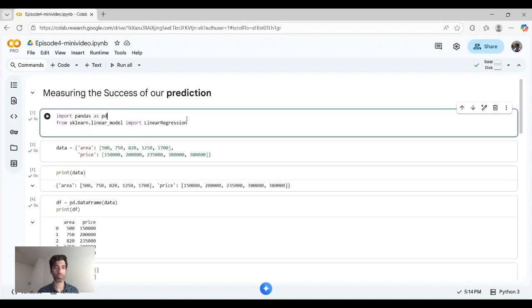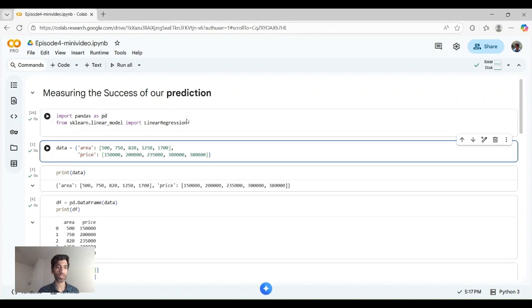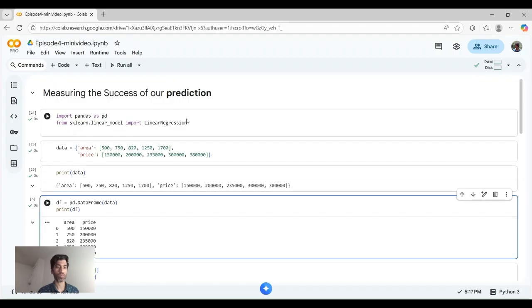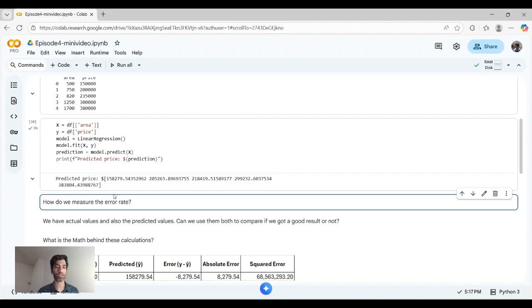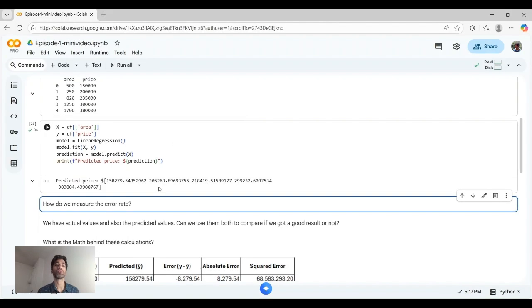So, from the previous episode, we gave a data and we converted it to a data frame and then we predicted. So here are the prediction numbers, right? But how do we know they are the right numbers or not? How do we measure the error rate? So what is an error rate? It is the difference between the actual number and the predicted number. So we have the actual numbers and predicted values. So can we use them to compare and know whether we got a good result or not?